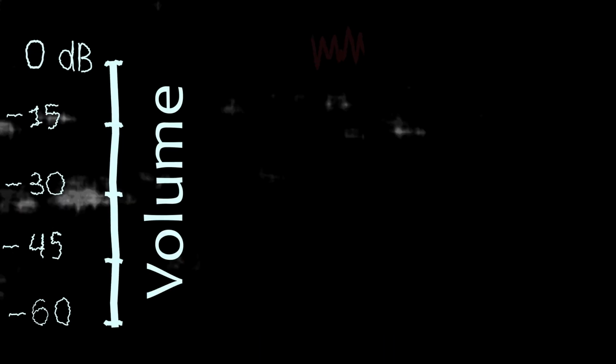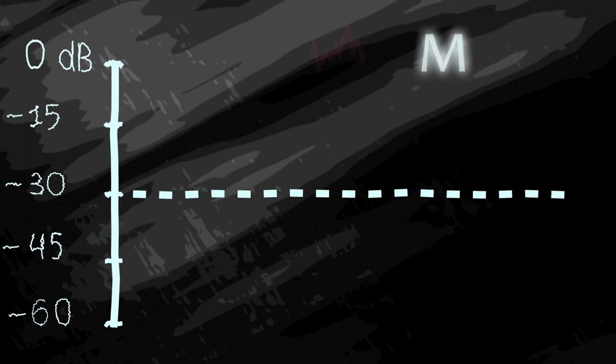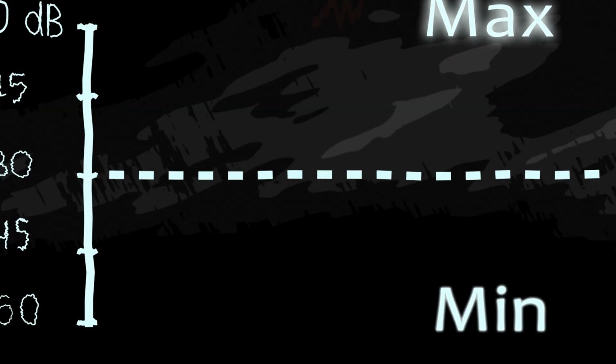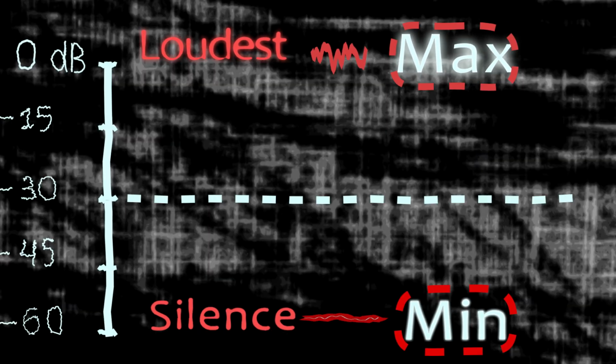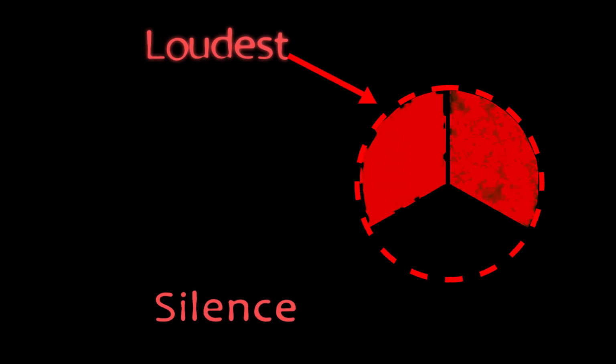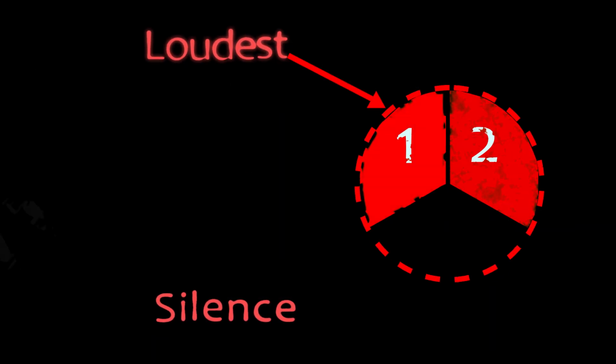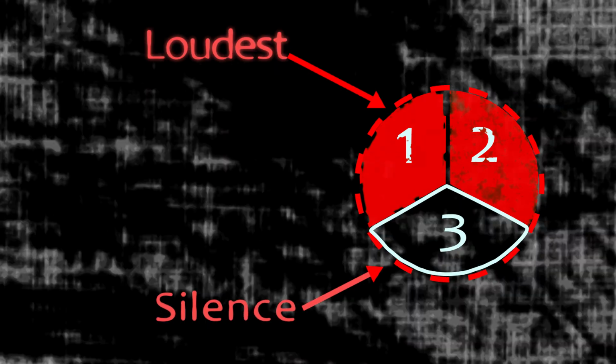Let's take the volume scale and divide it into maximum and minimum values. The minimum volume accordingly represents silence, whereas the maximum corresponds to the loudest level of the mix. Following the 1/3 rule, the mix consists of 2/3 loud mix levels and 1/3 silence.